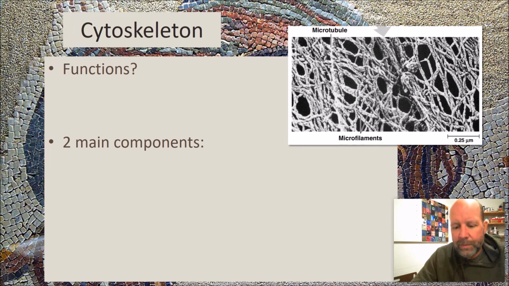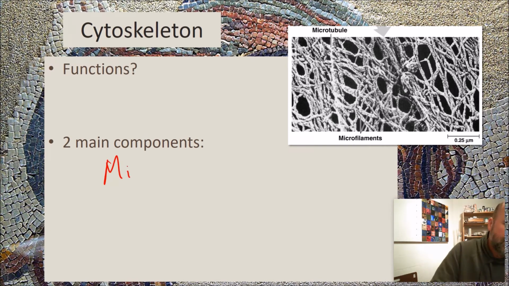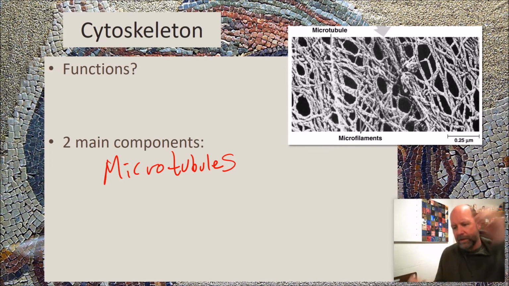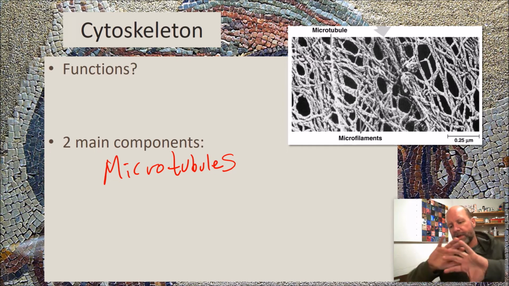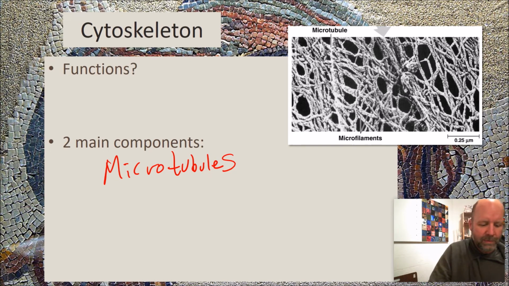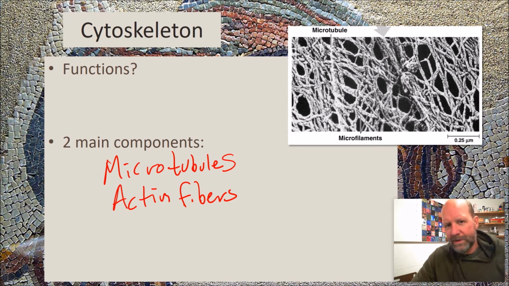So we have two main parts of the cytoskeleton. We have microtubules, which radiate out from centrioles in the middle of the cell. And then we have actin fibers, which are typically around the outside, just inside the cell membrane. We mentioned these before when we talked about motor proteins. Motor proteins always walk on cytoskeleton, whether it be microtubules or actin fibers. Another word for actin fibers is microfilaments. Most of the time you hear actin, though.